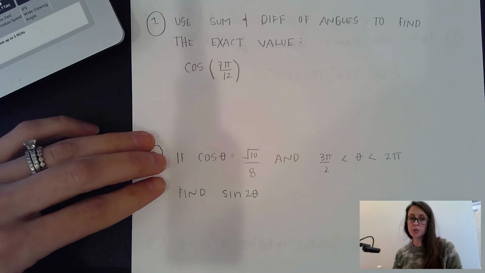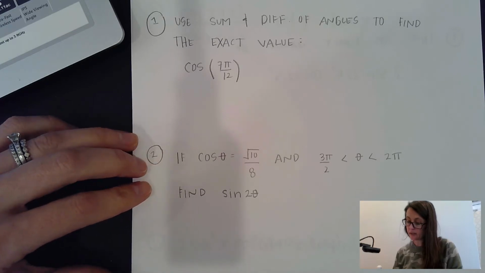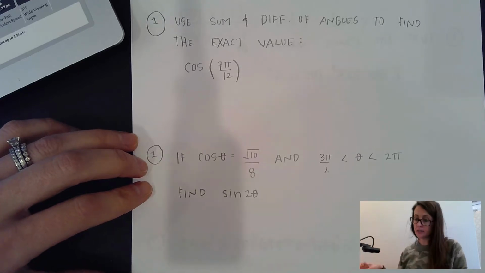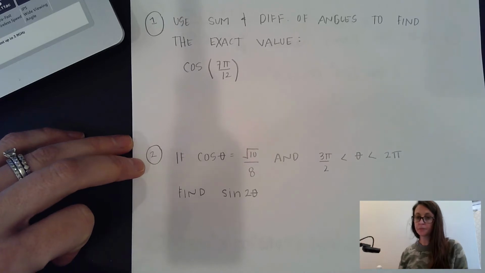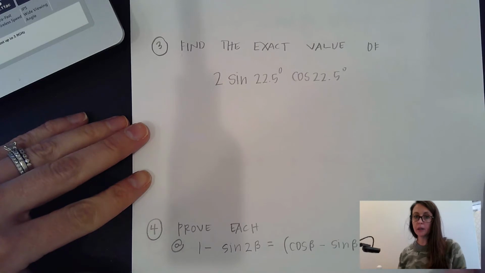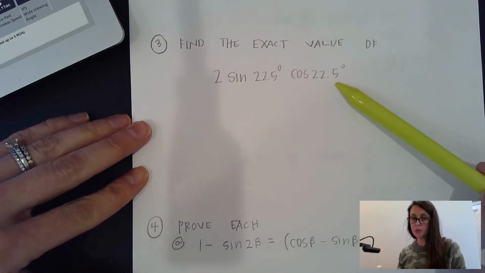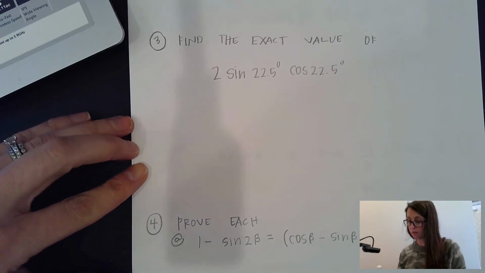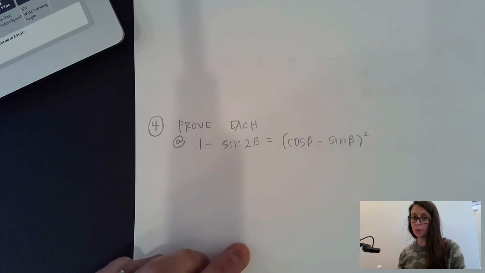The second question says if cosine of theta is equal to square root of 10 over 8 and theta lies between 3 pi over 2 and 2 pi, find sine of 2 theta. Find the exact value of 2 sine 22.5 times cosine 22.5. And then I want to prove this one.